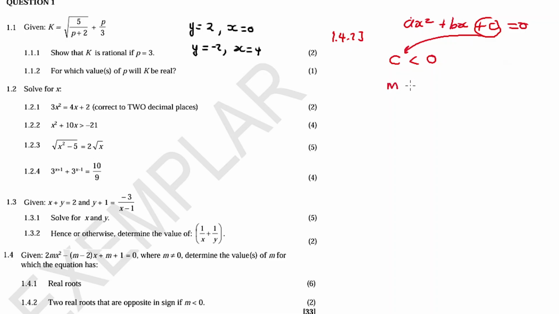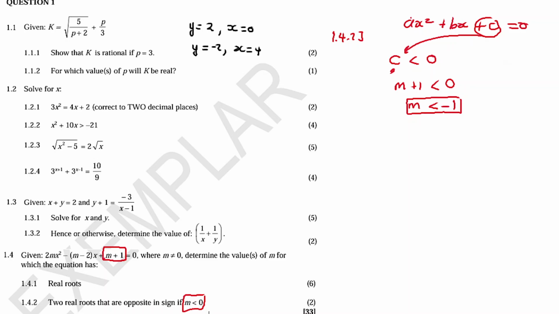Therefore, c here is m plus 1. M plus 1 less than 0. So therefore m is less than minus 1. This is the first one, and the other solution is m less than 0. If m is less than 0.